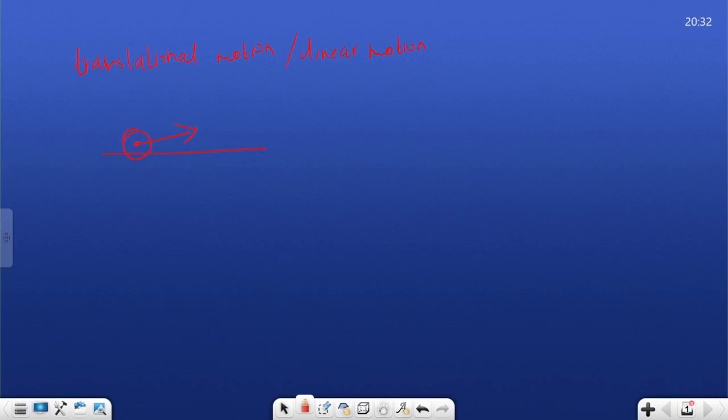Suppose this is the center of mass, where all the mass of the body is supposed to be concentrated. Then the body moves in a certain path. Then the property exhibited by this body is inertia. So next there is rotational motion. Okay, so in rotational motion, the property exhibited by the body is moment of inertia.